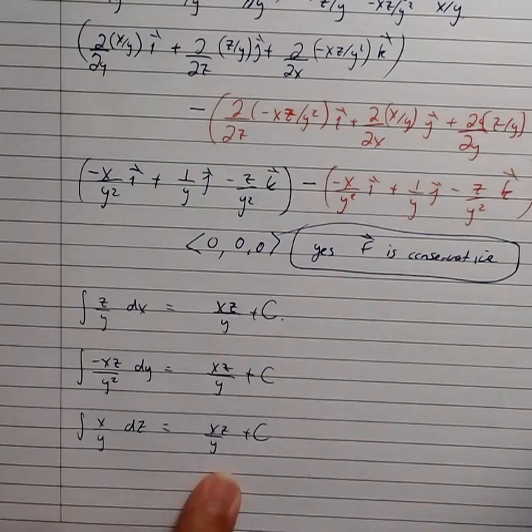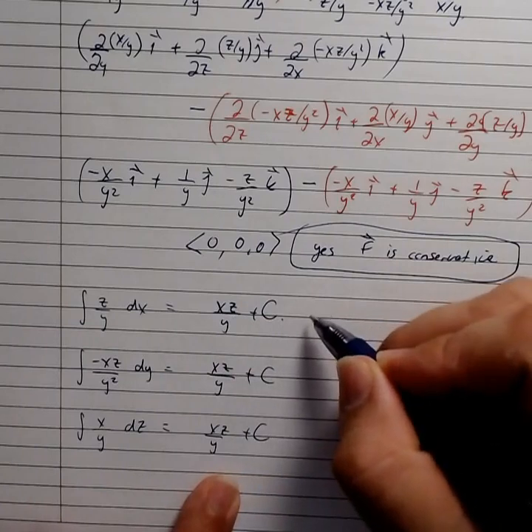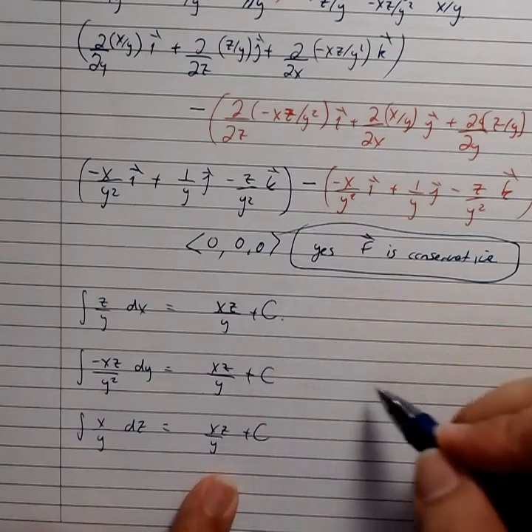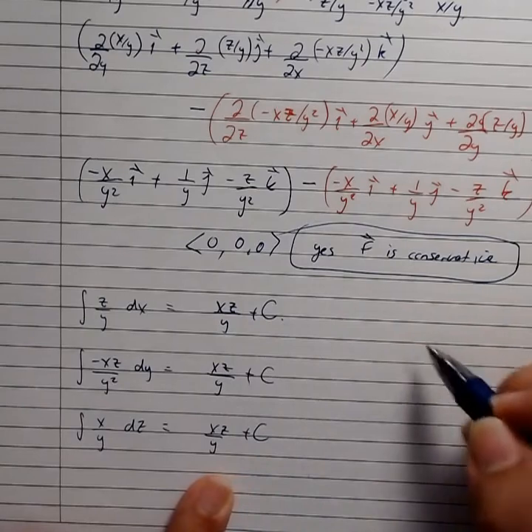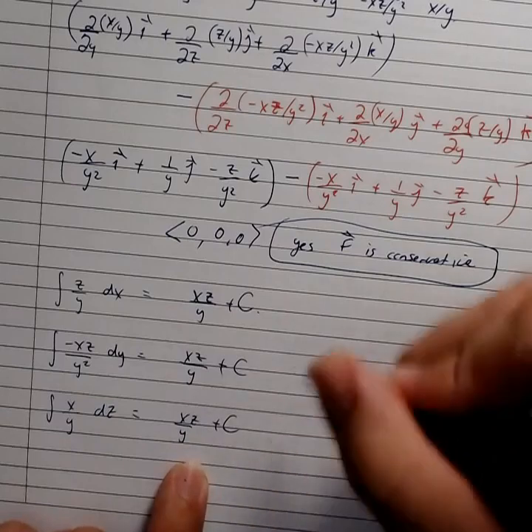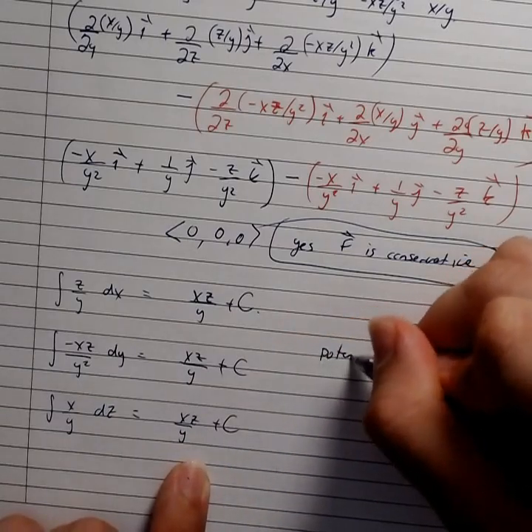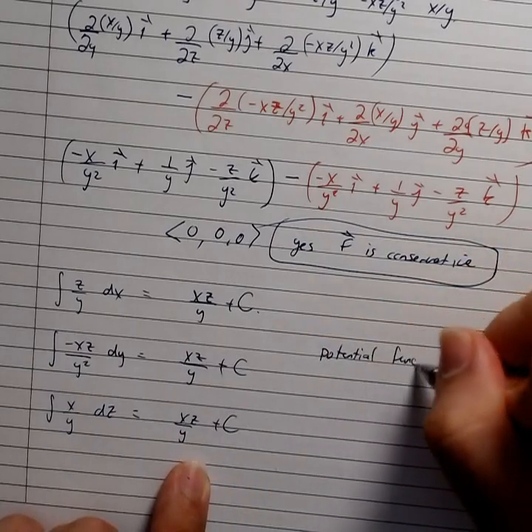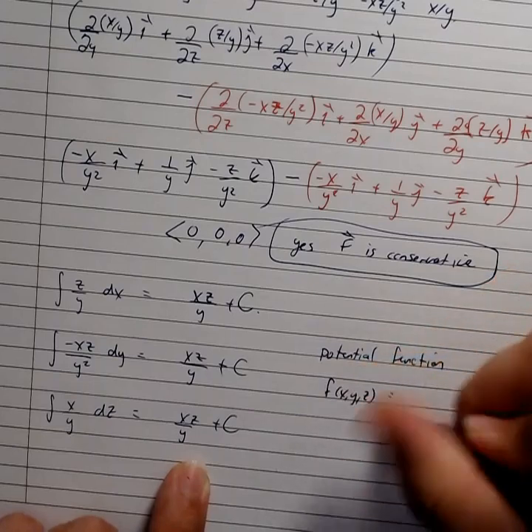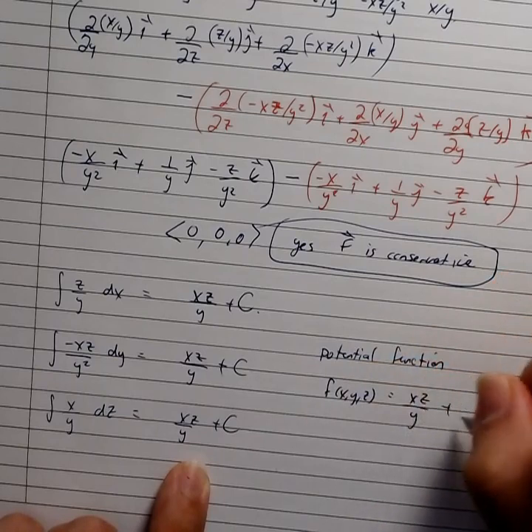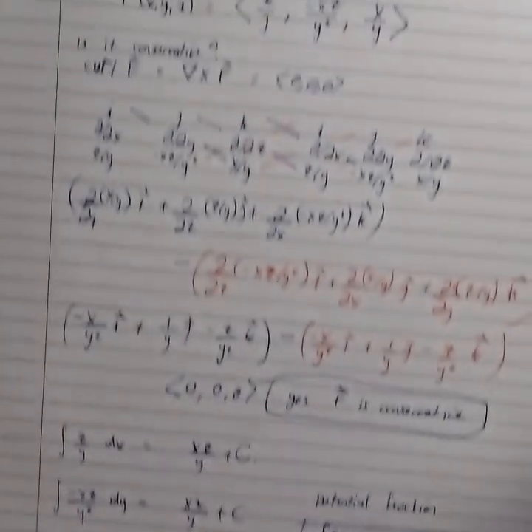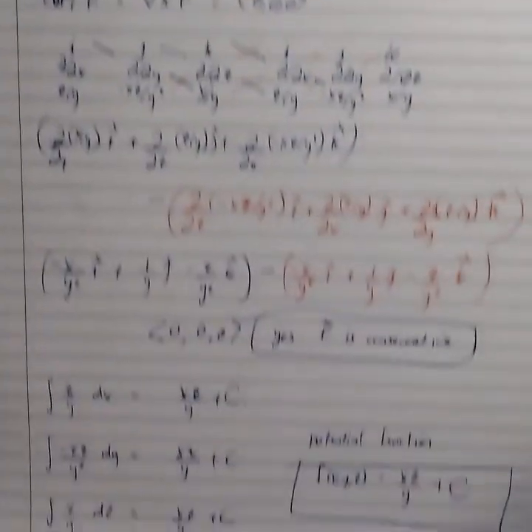So here they're all the same. If this one had an extra plus x, or if this one had an extra plus y, or if this had an extra plus z, or whatever, if it had an extra something, then that would be included as part of your potential function. But here they're all exactly the same, so the potential function is just that function that we see repeated. So our potential function f of x comma y comma z is equal to xz over y plus a constant of integration. And if you have any doubts of that, you can always take the gradient of this, and it should give you that vector field again.